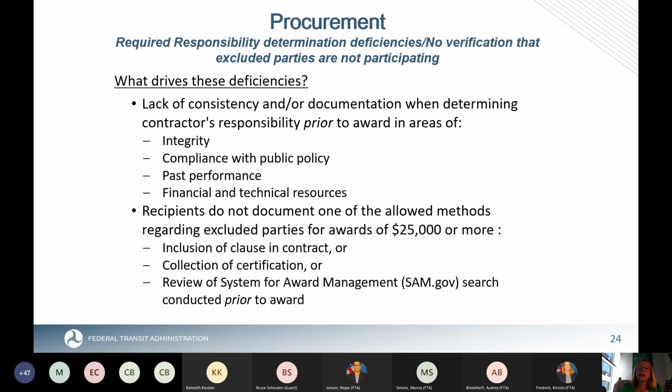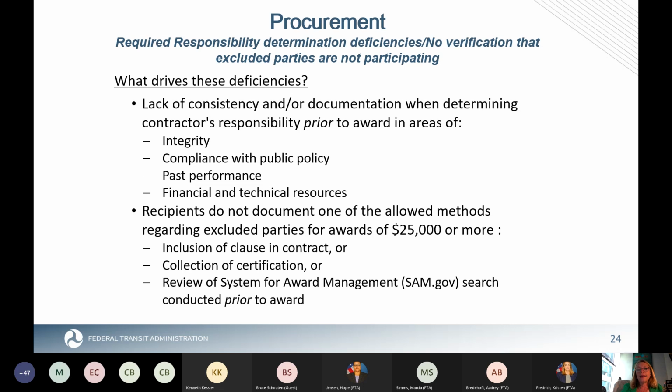And so you can check any 3 of those. The challenge is that many recipients do choose the third option, which is available to them. It is, however, the option for which there's little or no documentation unless you screenshot that, or unless you note, on, say, a file checklist, the date that you checked sam.gov. So those are the real drivers of deficiencies in this area.